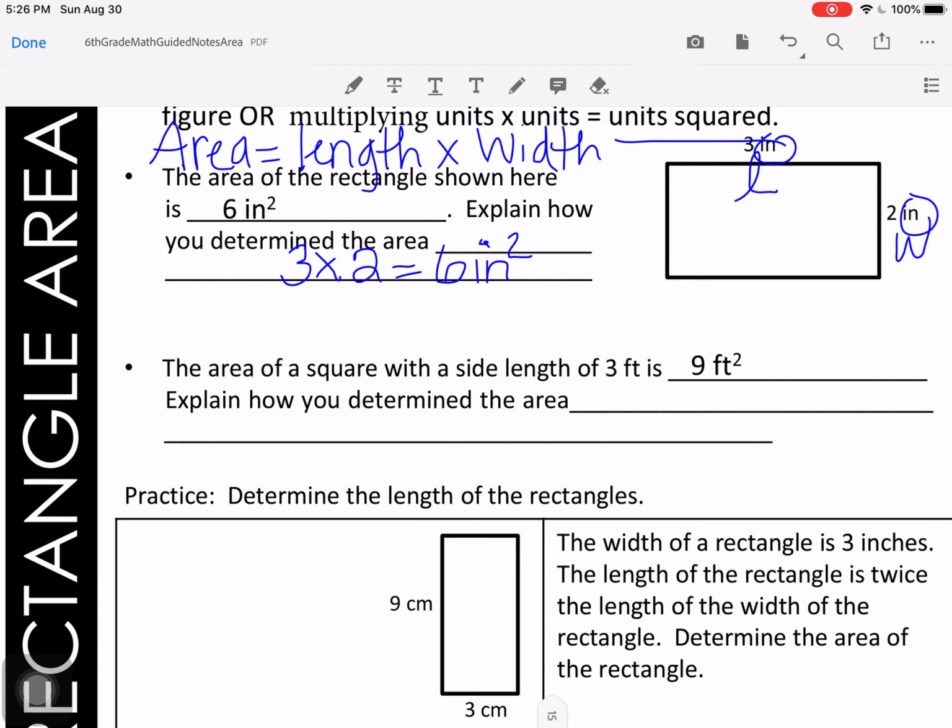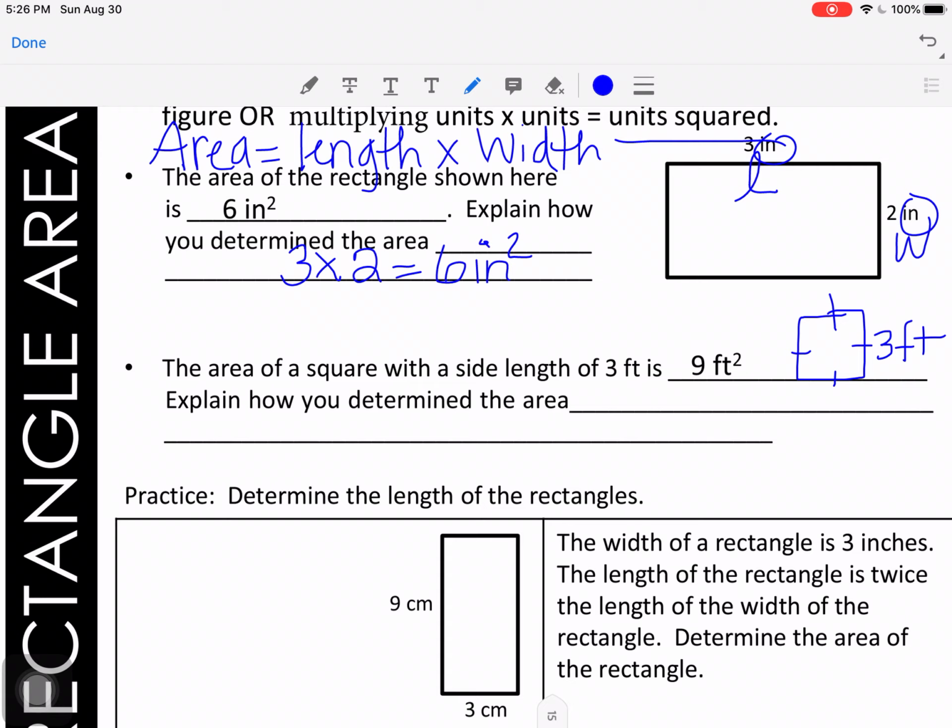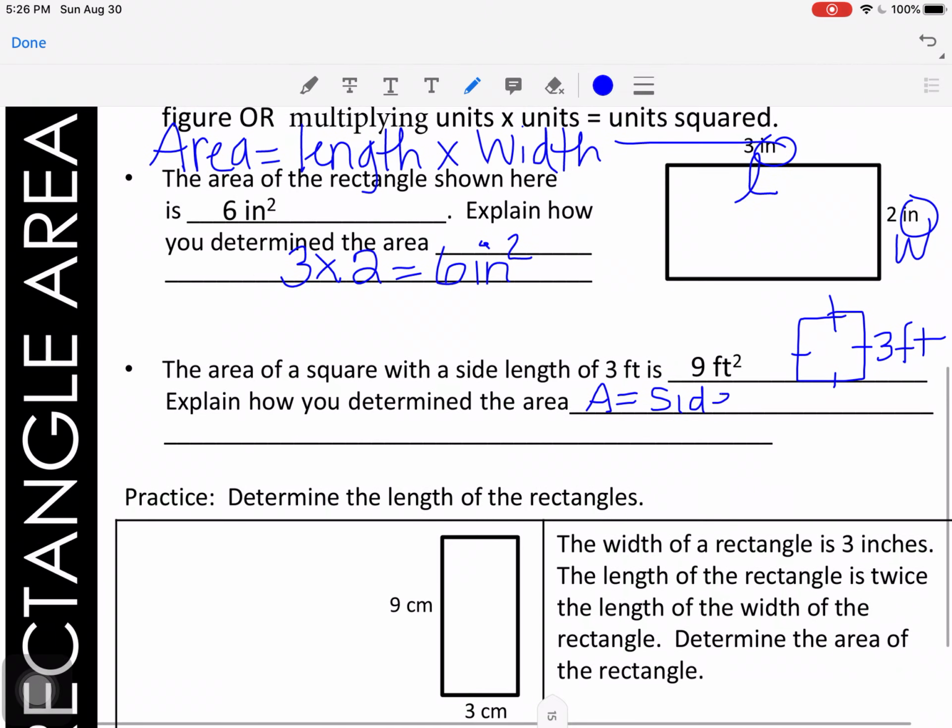The area of a square with a side length of 3 feet is 9 square feet. So if we have a square and one side is 3 feet, we know all sides of a square are equal. So to determine the area, we use a formula for a square, which is area equals side times side. Or you may see it as area equals side squared, because you're multiplying a side times a side, which is the same number because all sides of a square are equal.